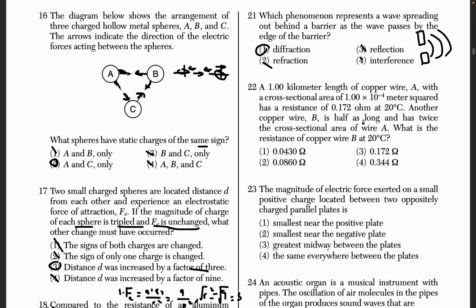1 kilometer length, okay, has resistance. I see this, another copper wire half as long and has twice the cross-sectional area. I know which formula to use. Resistance equals resistivity times the length divided by the cross-sectional area. Well, look, we have a copper wire which is half as long, so multiply this by half. This will multiply by half.